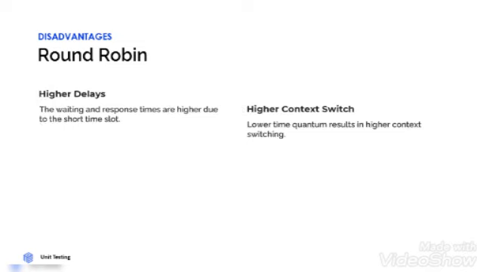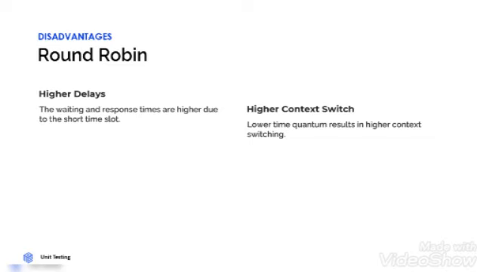Now moving on, it has some disadvantages, like higher delays. The waiting and response time are higher due to the short time slot. As they are very short time slots, a process starts, it gets a very small time, and then we have to switch, and there is also a delay, an overhead on the switching. So there will be a lot of switching, meaning if we somehow have a very small time slot, this might become an issue because there will be very fast switching between them, and each process will be getting very small time. The other is higher context switching.